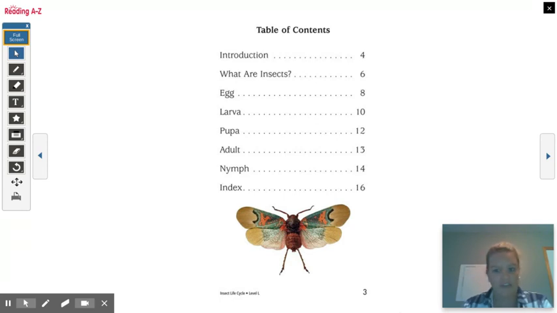Oh, and I see another text feature that's in this book, and it's listed at the very bottom. You keep looking for those text features. All right, let's go on.